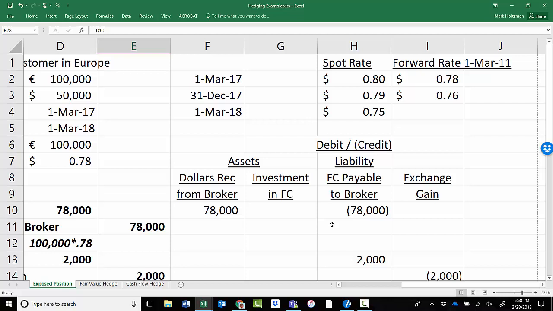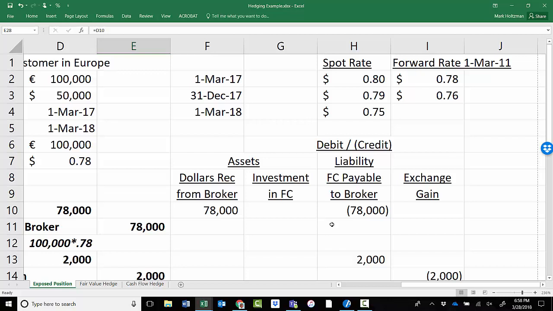And the deal is that they're going to be able to sell those euros for 78 cents later on. In other words, they're going to collect the money for the equipment, 100,000 euros. They're going to sell those 100,000 euros and get $78,000 cash. And they know exactly how much money they're going to receive. That's why they're entering into this transaction.